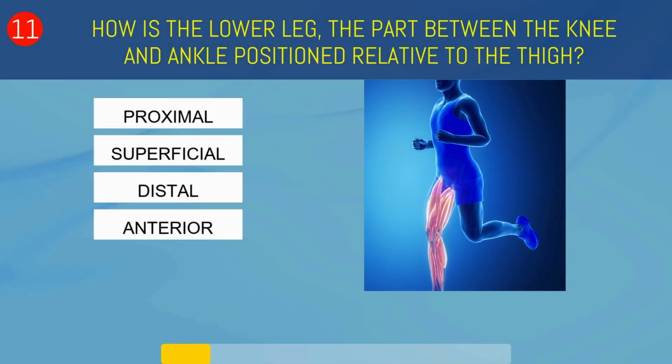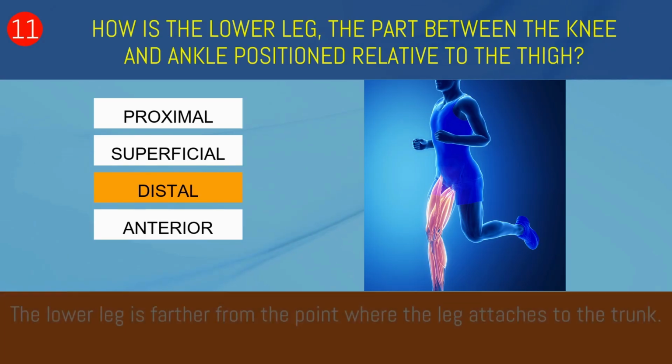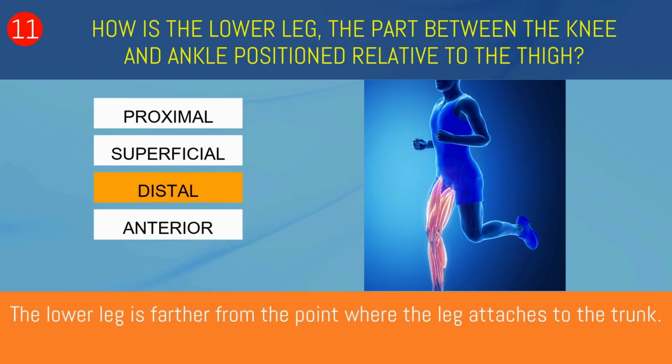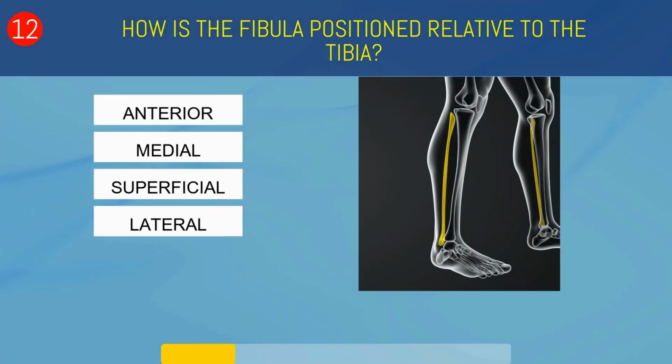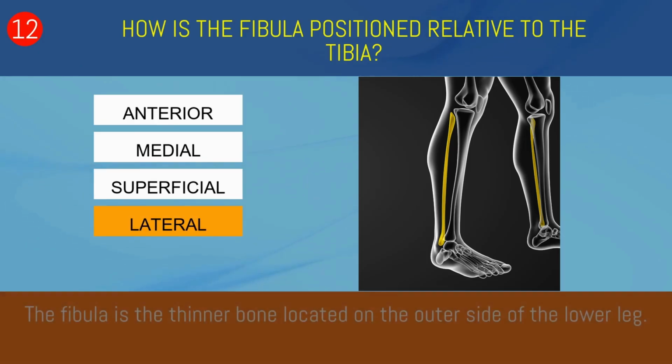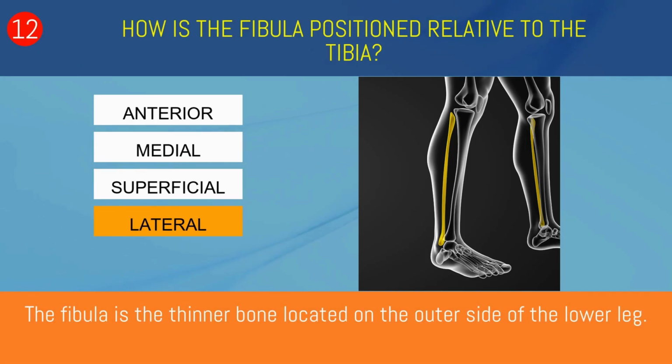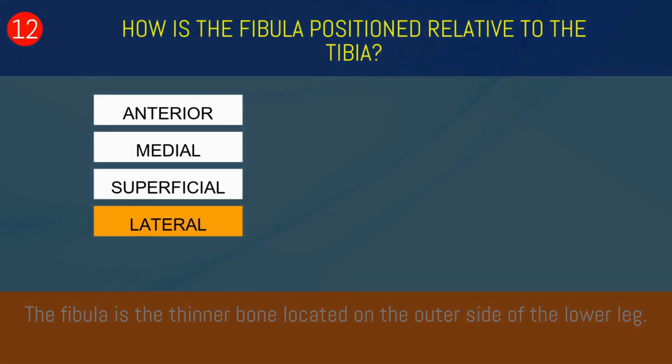How is the lower leg, the part between the knee and ankle, positioned relative to the thigh? Proximal, superficial, distal, or anterior? Distal. The lower leg is farther from the point where the leg attaches to the trunk. How is the fibula positioned relative to the tibia? Anterior, medial, superficial, or lateral? Lateral. The fibula is the thinner bone located on the outer side of the lower leg.